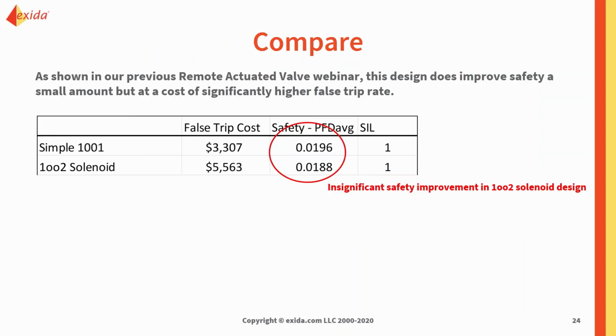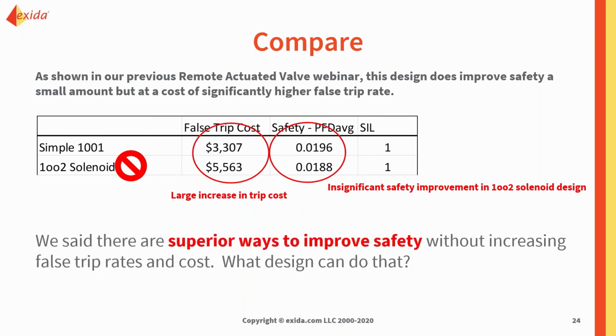So did we achieve our goal to make the design safer? Well, we had a relatively insignificant improvement in safety. We had a much higher false trip rate and increase in cost. Going to 1-out-of-2 solenoid valves may not be the best solution. In our last webinar, we suggested there are ways to optimize safety without increasing the false trip rate. And you're probably thinking, if that's the case, prove it, right? What design can do that? Well, let's see.